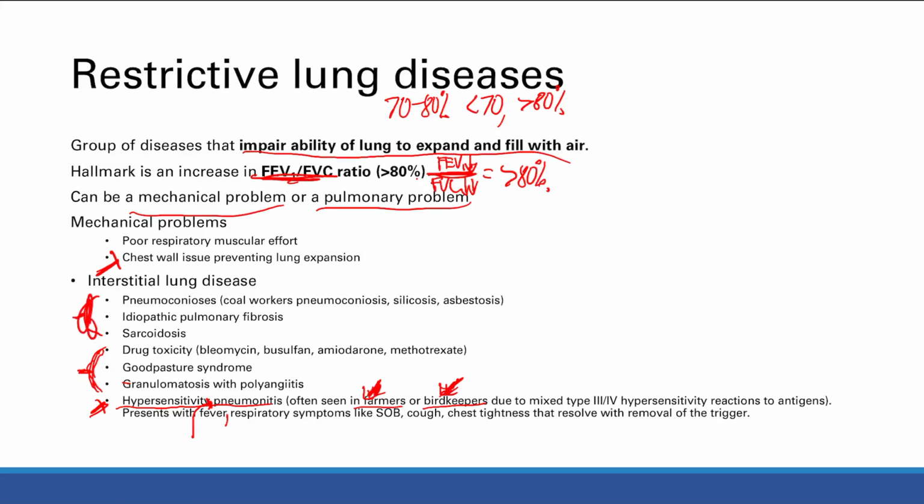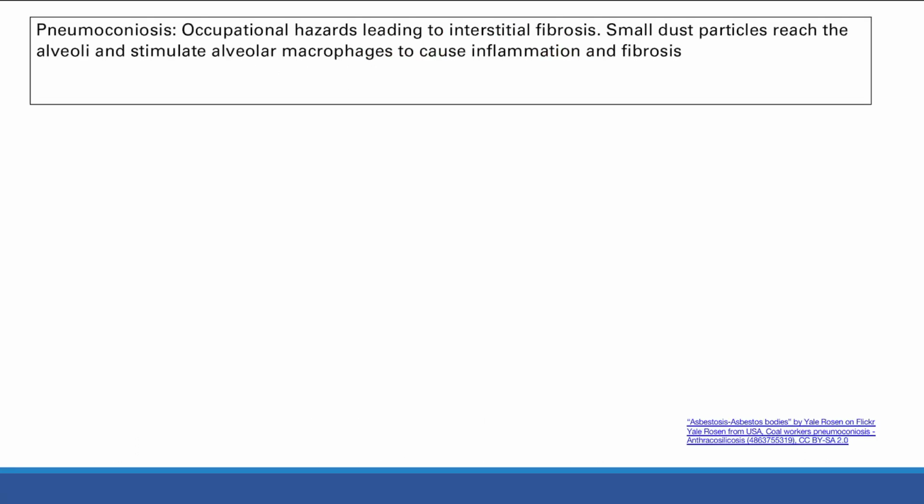So now we're going to focus on these three right here. Pneumoconiosis, what is this? This is due to occupational hazards that lead to interstitial fibrosis in the lungs. And what happens is small dust particles will reach the alveoli. Remember that small dust particles can invade. Remember what was the defense process in our lungs?